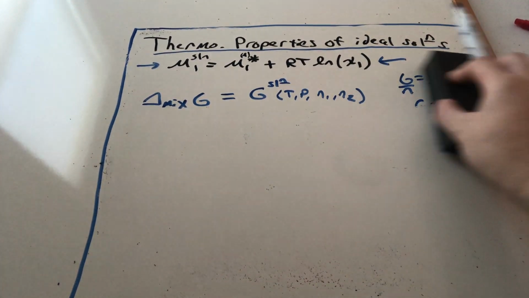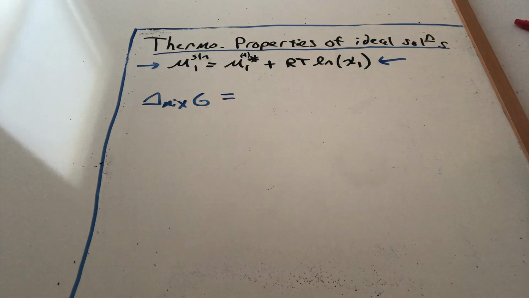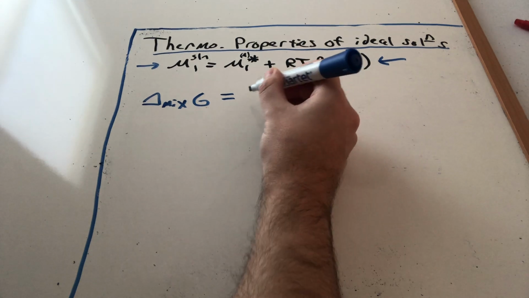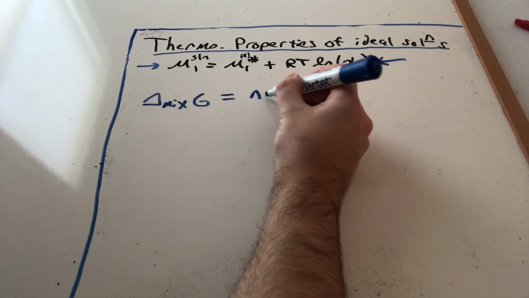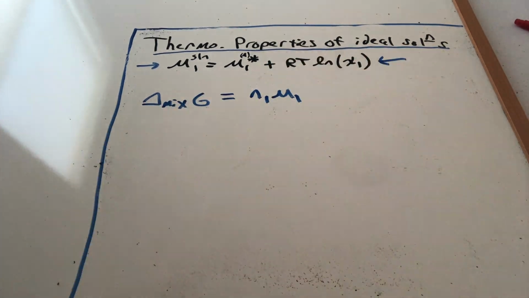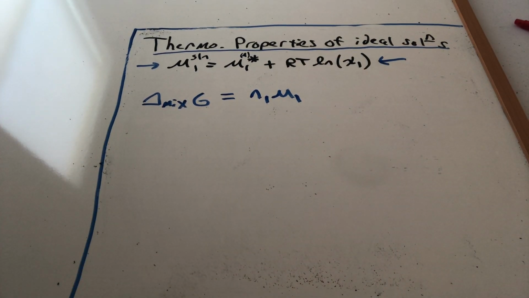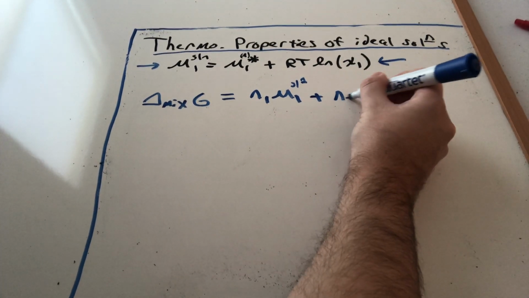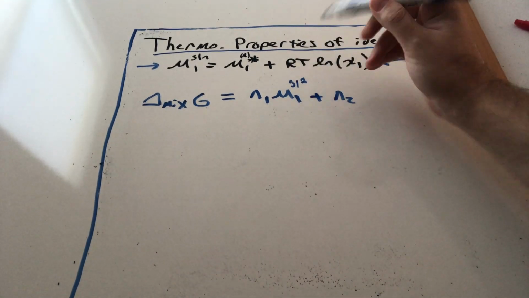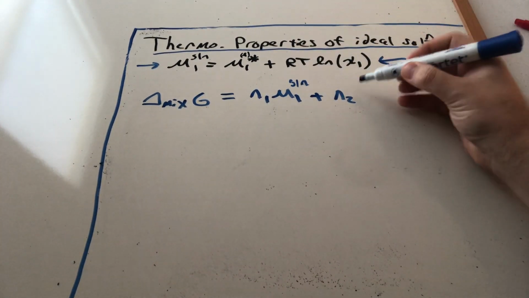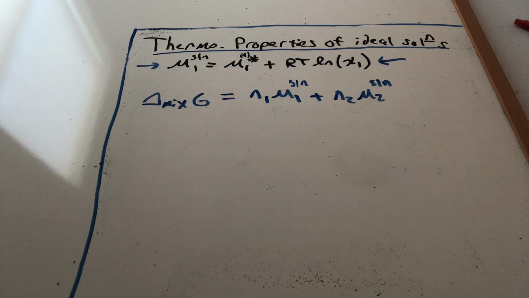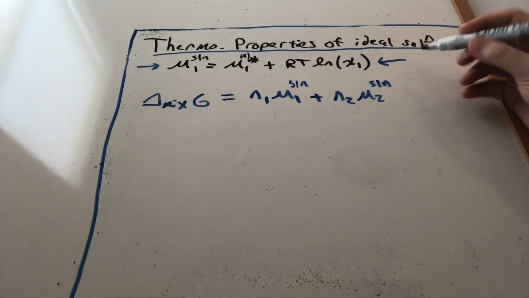So let's look at G solution first, right? The solution has two components. The solution has component 1, which has a certain number of moles and a certain chemical potential to be in that solution for component 1. It also has component 2 and a certain chemical potential to be in the solution for component 2. This right here, and I'm just going to write it off to the side, is essentially G solution.